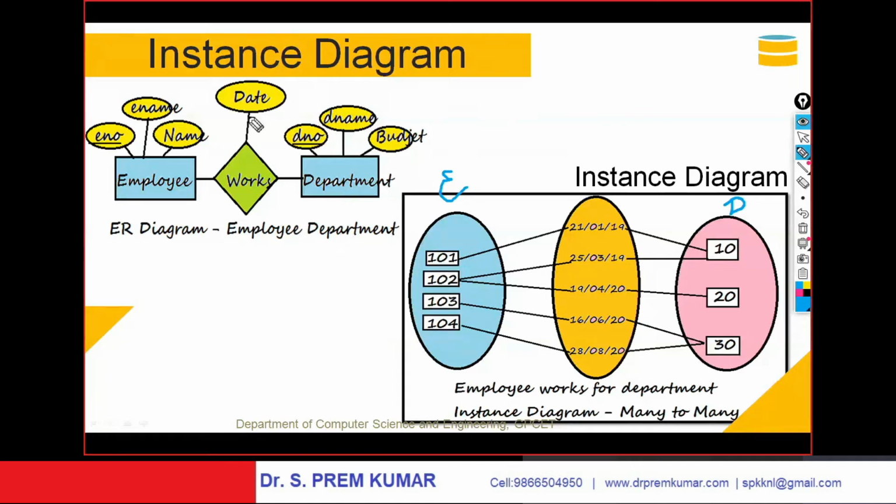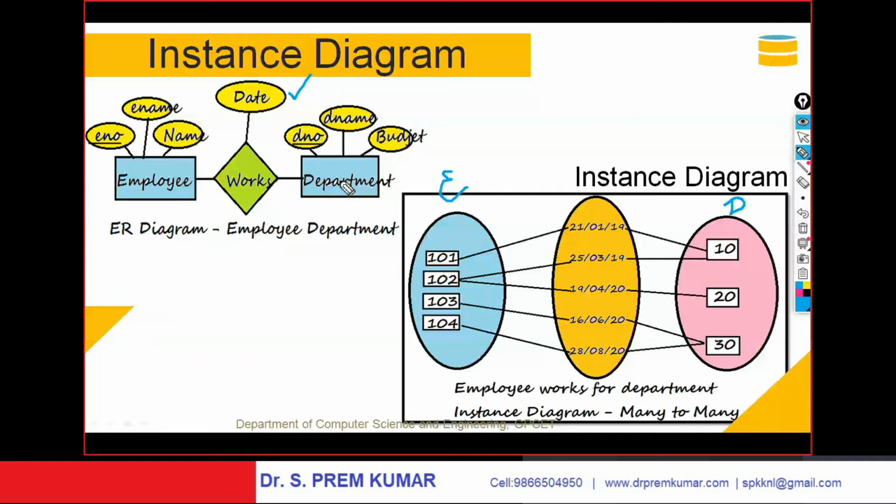And there is a descriptive attribute, date. You can observe here the date. Employee so and so, from so and so date, till so and so date, works for so and so department. So date is a descriptive attribute on the relationship set. For this you are asked to draw the instance diagram. I am drawing the instance diagram.